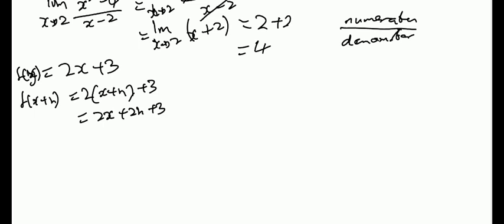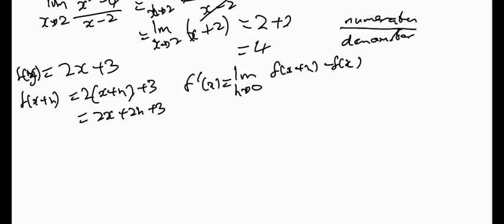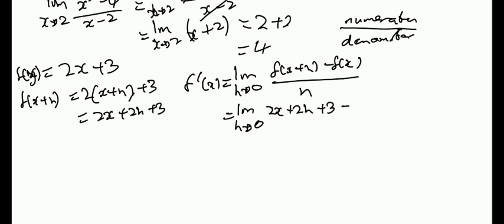Can we now use first principle? Yes. What do we do first? We are going to copy the formula. It's saying f prime of x is the limit as h approaches 0 of f of x plus h minus f of x all over h. Since we haven't substituted 0 where we see h, we still copy the limit. So what is our f of x plus h? 2x plus 2h plus 3.